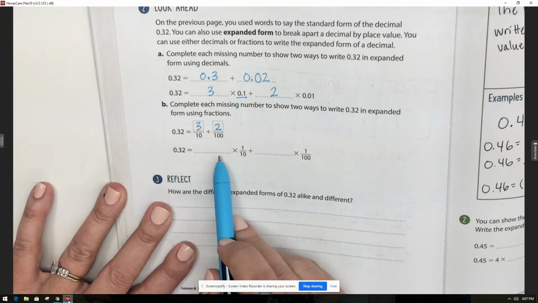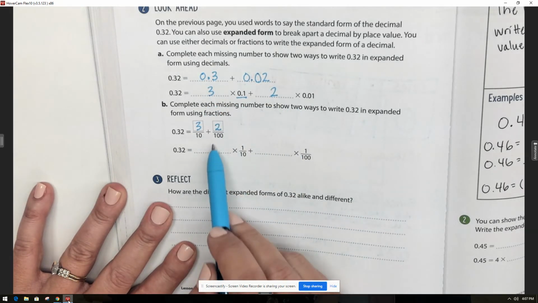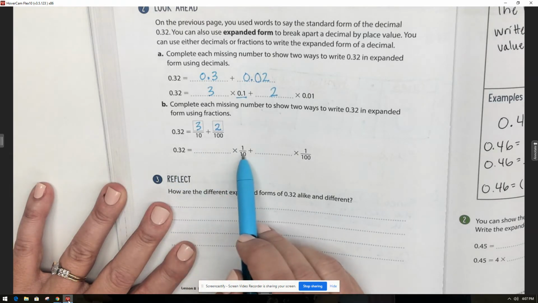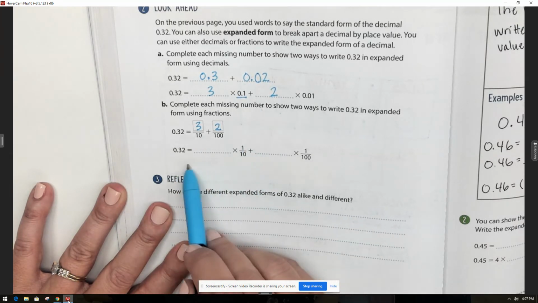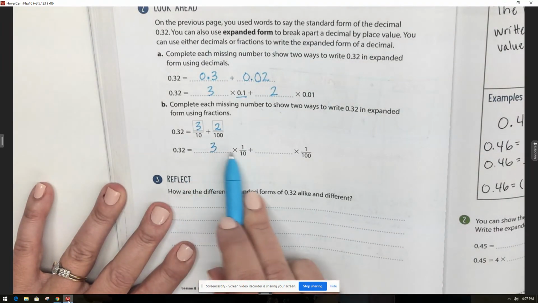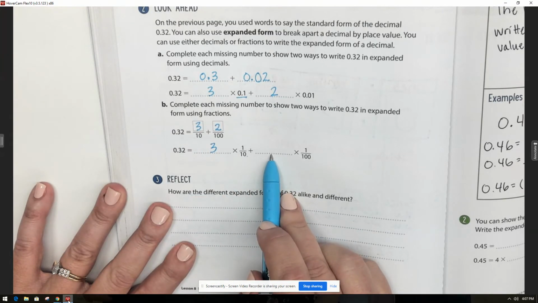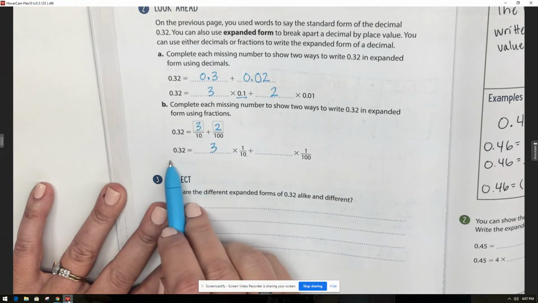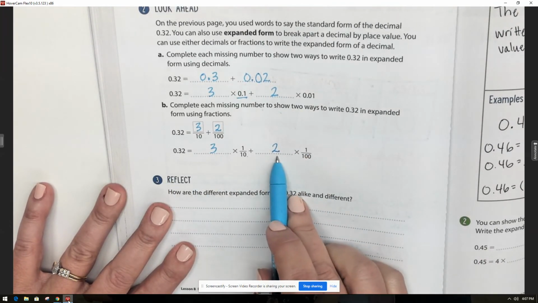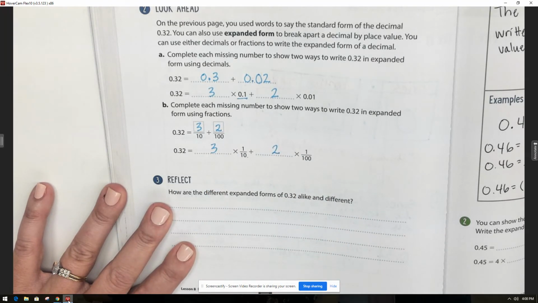You could also break it apart like you do up here. And you can say, I have how many groups of 1/10? I have 3. And 3 times 1/10 would be 3/10. How many groups of 1/100th do I have? 2. So if I multiplied 2 times 1/100th, I would get 2/100ths.